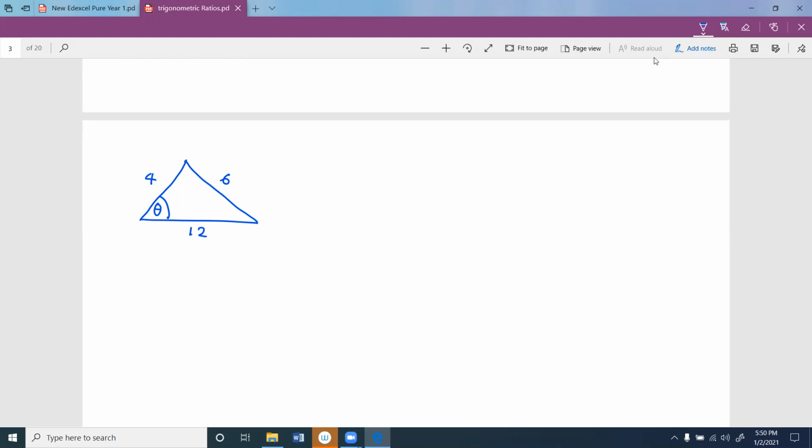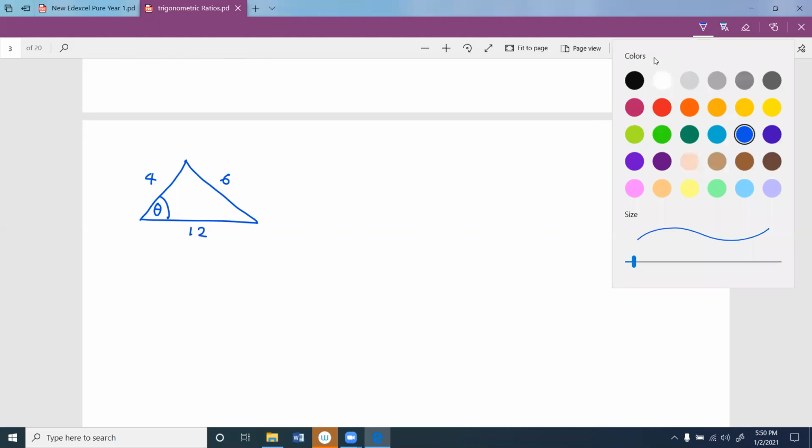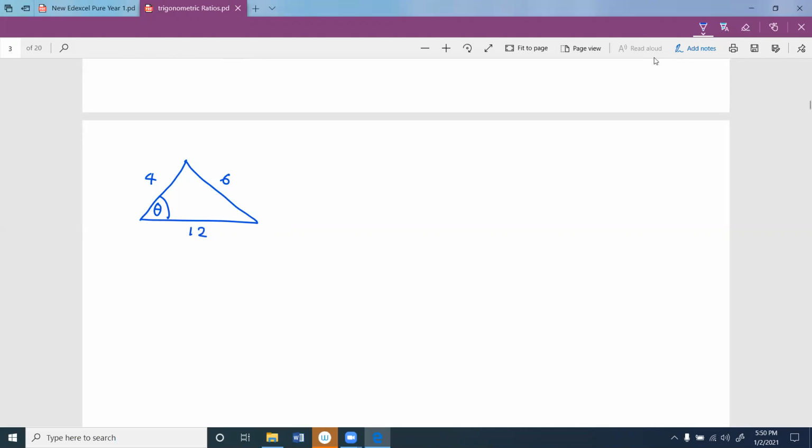So in this case, there's a problem. If you add 4 plus 6, it is not greater than 12. So this kind of triangle cannot exist. The sum should be something more than that. When working with triangles, we should know this. So this is not a valid situation.